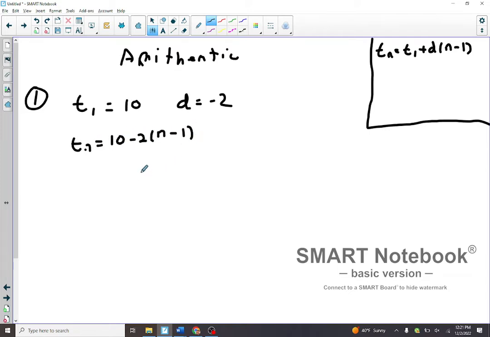Good. So that's the rule. Then I'll ask you, please give me T20 of this one. So if you want T20, you're going to do T20 equals 10 minus 2 times 20 minus 1. And then you would just do the math. And then what would be the other types? Wait, I wouldn't have to solve it? You actually have to solve it.